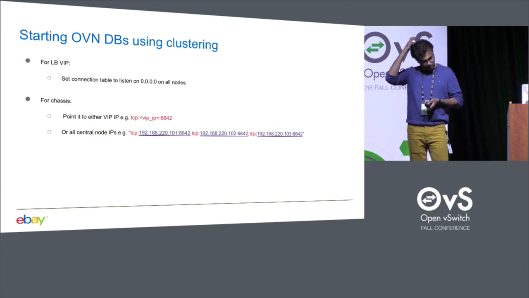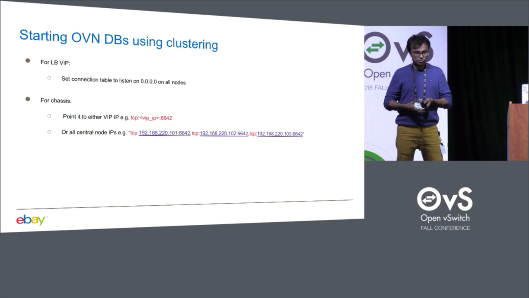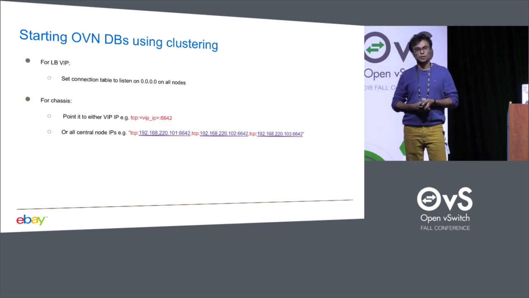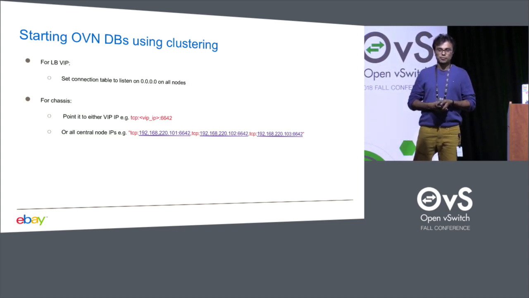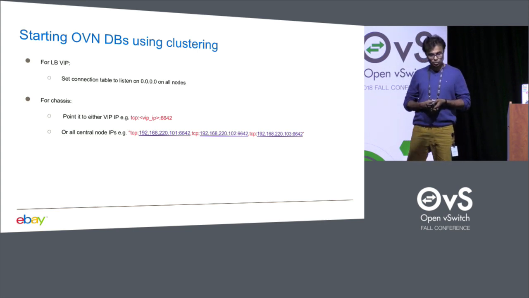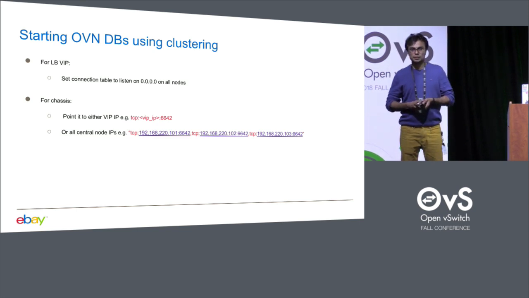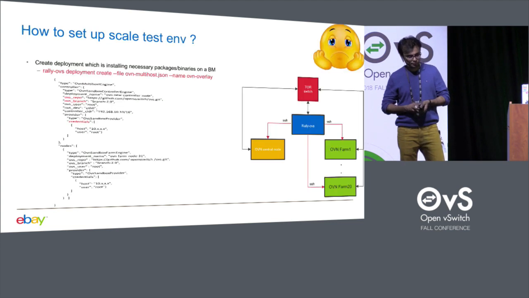Now for Raft, again, the same thing. You can either provide a comma-separated 3 node setup for the chassis to talk to, or you can use the VIP. It's preferable to use the VIP because if one of the controller nodes dies, you don't want to update all the chassis OVN DB settings to point to the new remote.